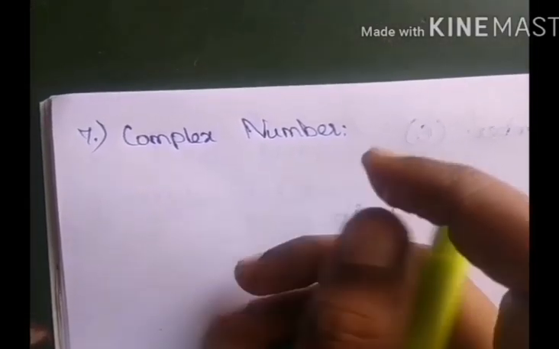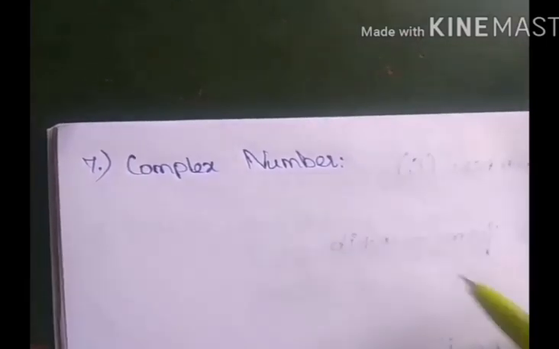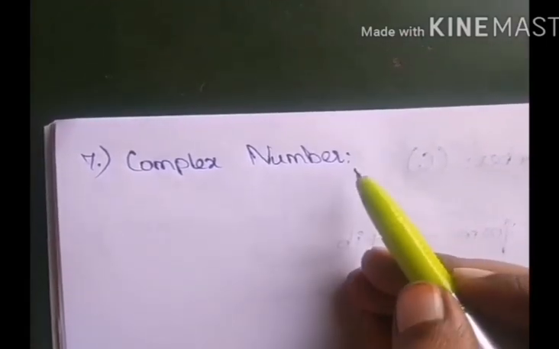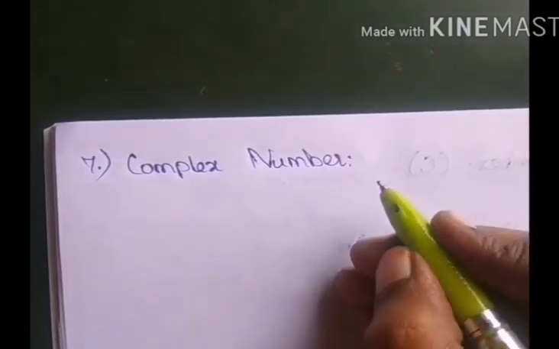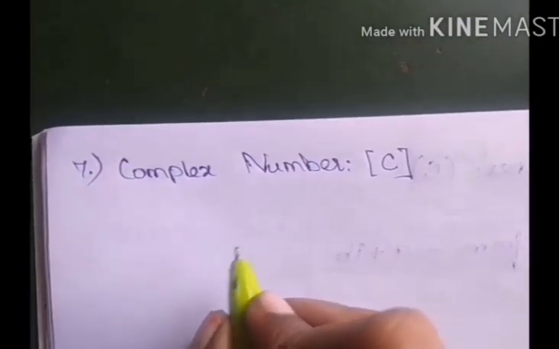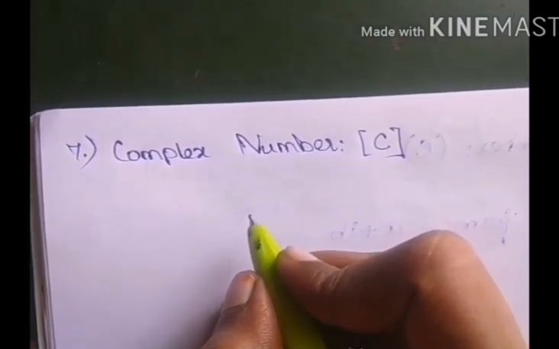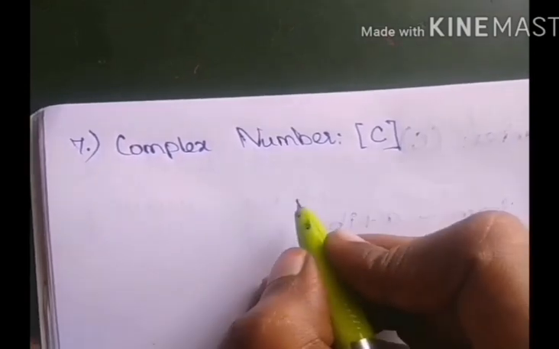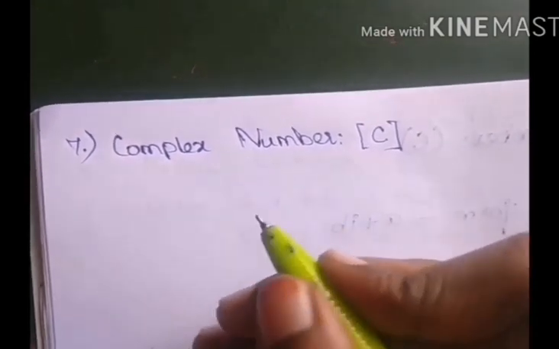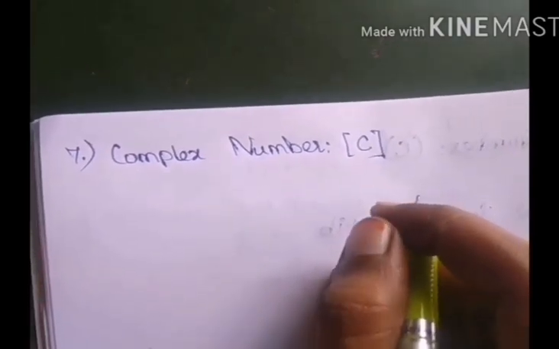Till this we have seen about real number. Now we'll be seeing complex number. It is denoted by capital C. As I told you earlier, complex numbers are imaginary numbers. That is, they don't really exist. They are formed of imagination.